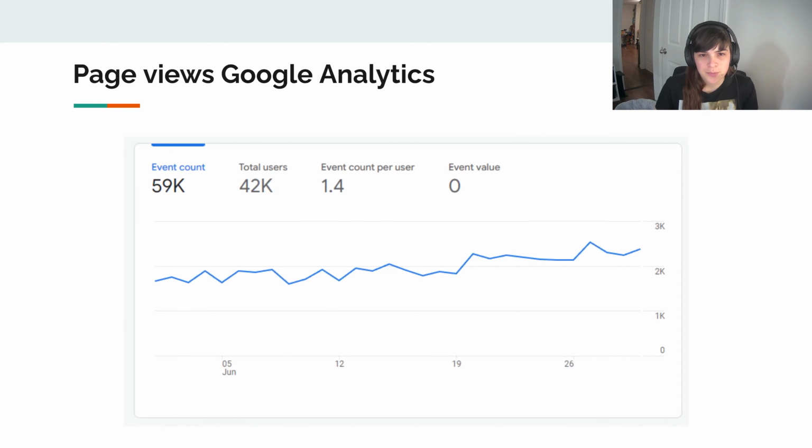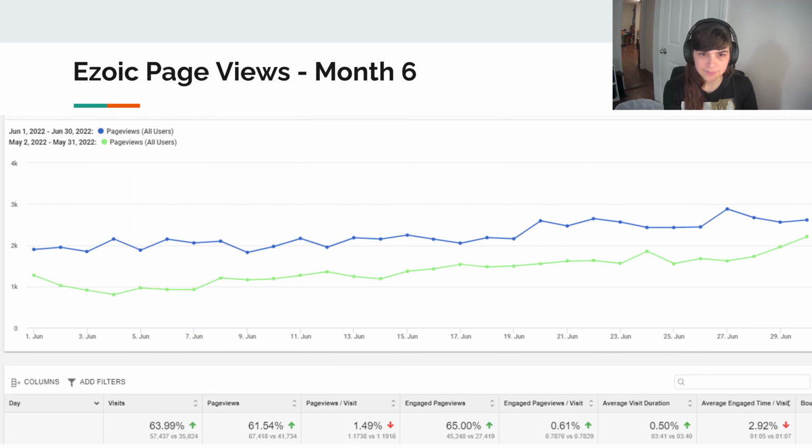So the page views from Google Analytics are about 59,000. That's a total of 42,000 users. So that's actually quite interesting that I have a number of repeat users, which is not really my intention. It's not really a site necessarily that people come back to unless they need the information again. And it looks like about 40% of the people that visit actually visit another page. So that's a really interesting statistic for me.